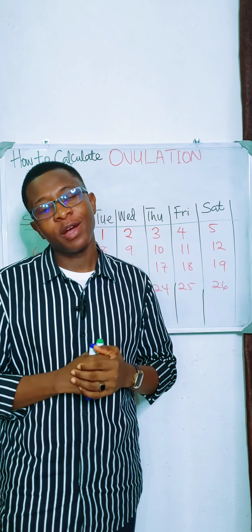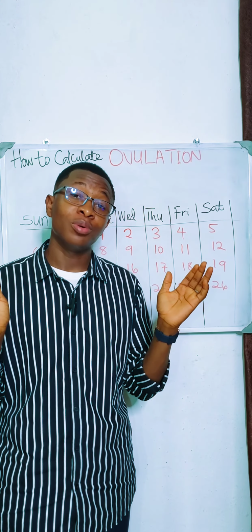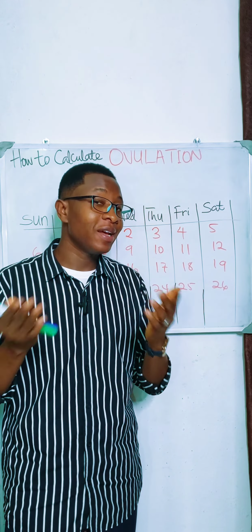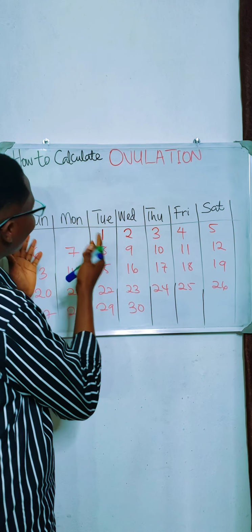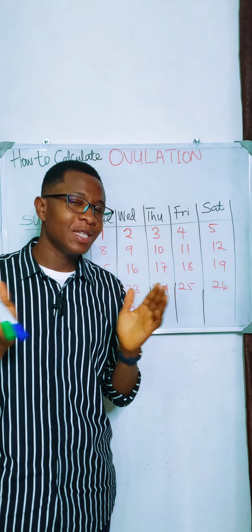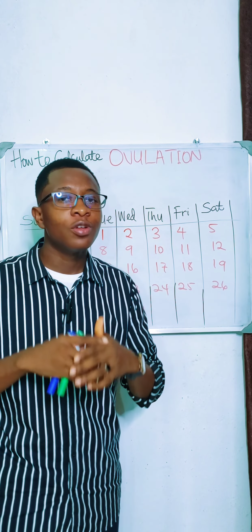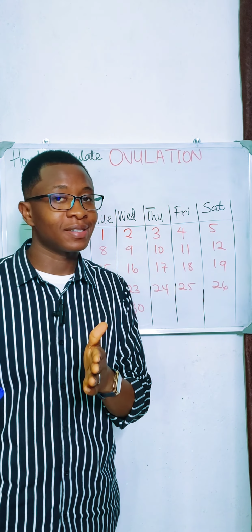How do I calculate my ovulation? I used to know it, but somehow I have forgotten. Now let's make it very simple. To calculate ovulation is very simple. There's just one thing you need to know, and that is what we call your cycle length.